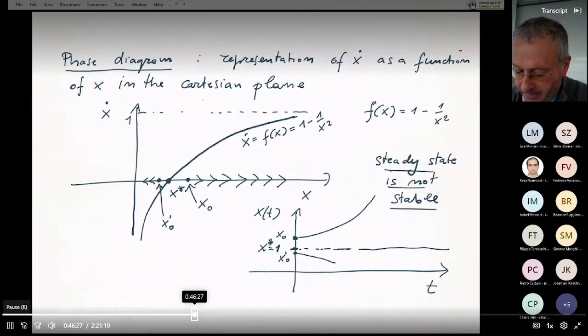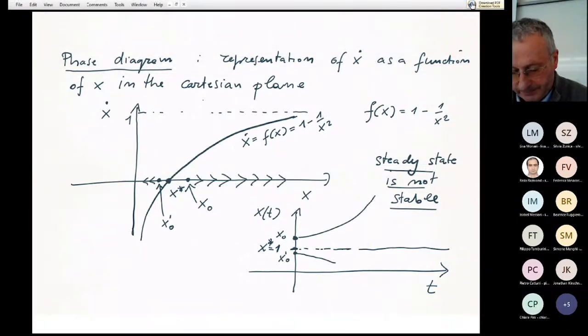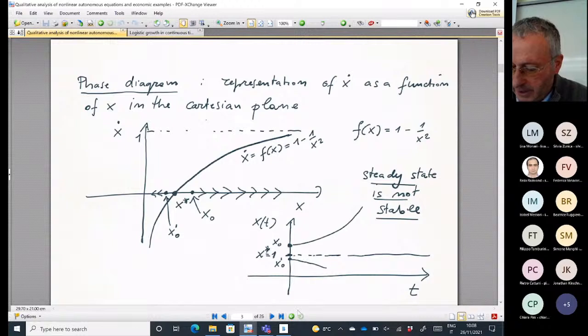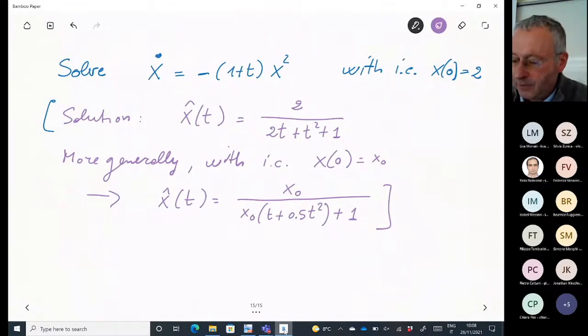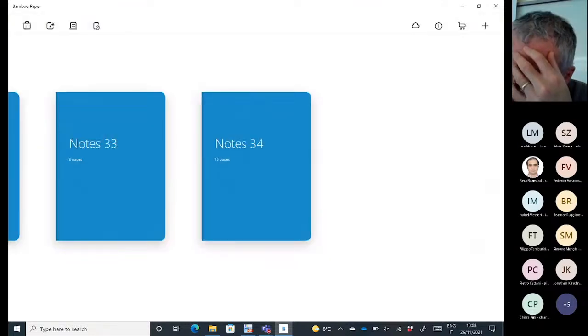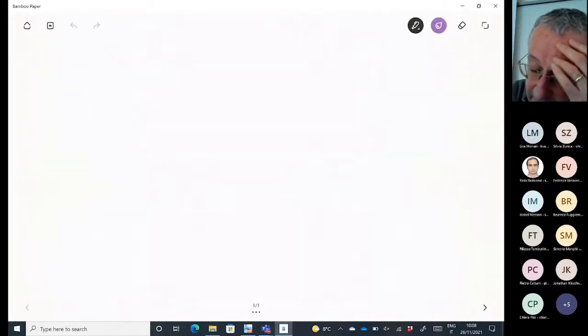Okay, let me do that. It's not wasted time, I guess. If you want to draw one minus 1 over x squared, just remember what we learned in the first class about representing functions starting from elementary functions.